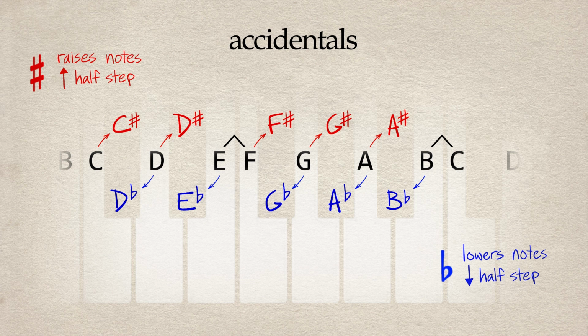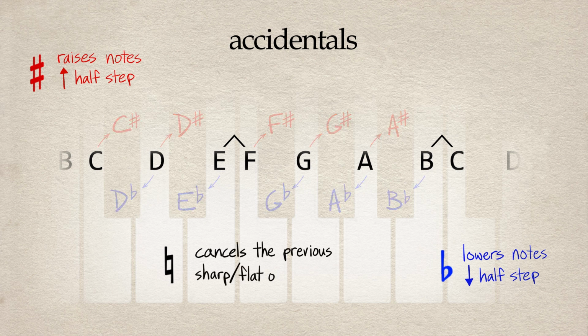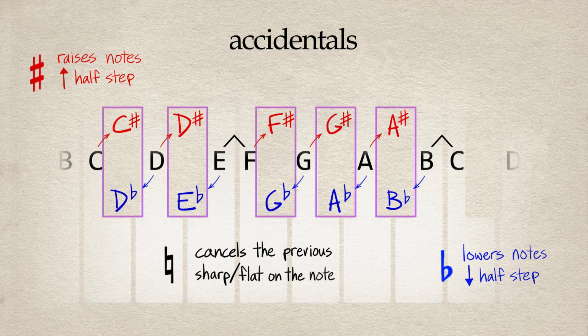The last accidental we have to look at is the natural sign. The natural sign simply cancels out the previous sharp or flat on the note and changes it back to its natural note. You may have noticed that these notes have the same pitches, and we call those notes enharmonic equivalents, or notes that sound the same but are spelled differently.